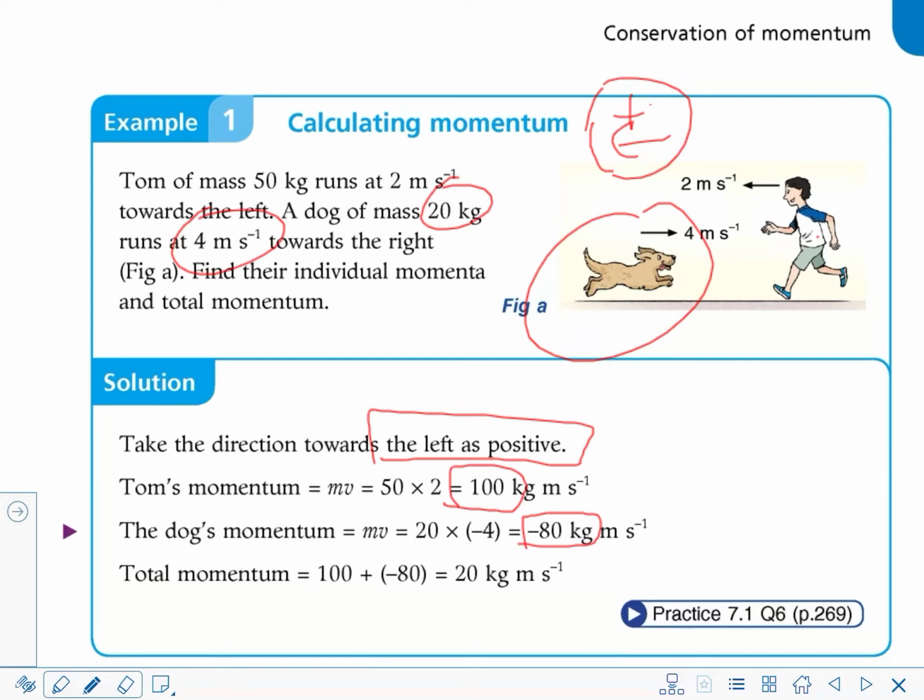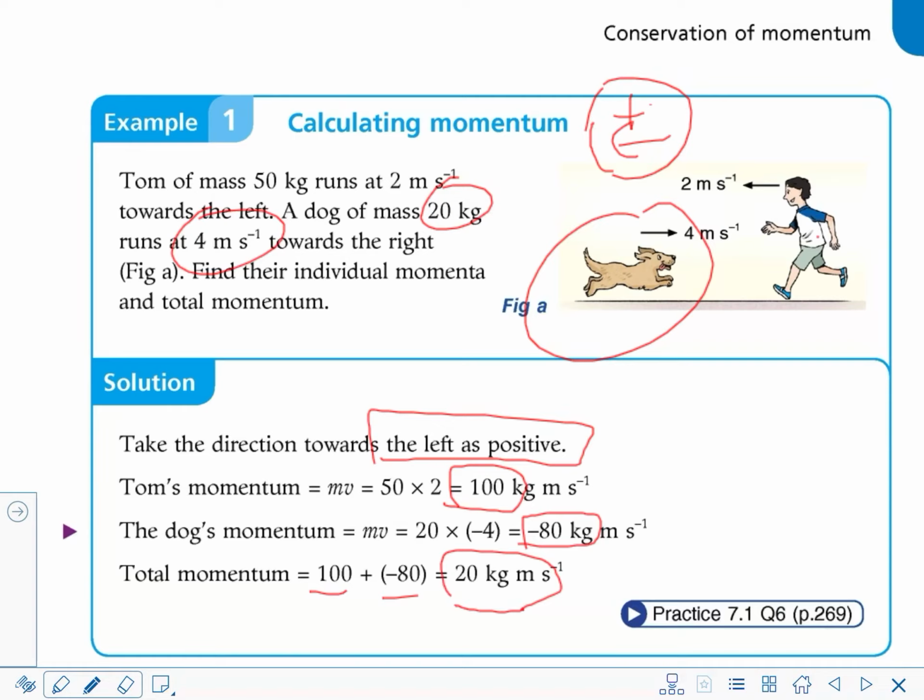For Tom, the momentum will be 50 times 2. We use positive 2 here. So the total momentum of the system is the sum of them, so the total value will be 20. Now suppose the Dot sticks with the Tom. That means they have the common velocity.